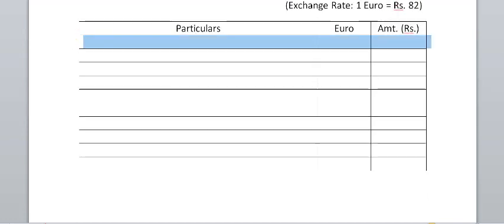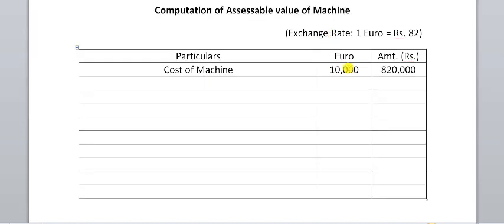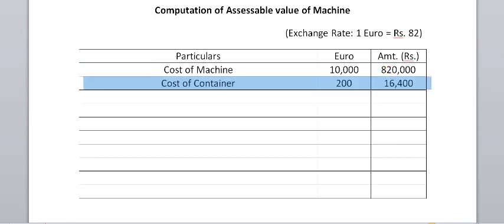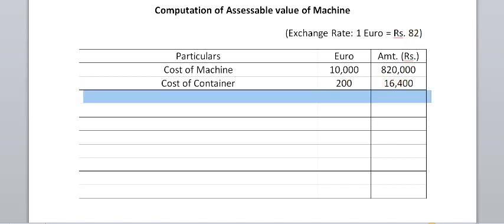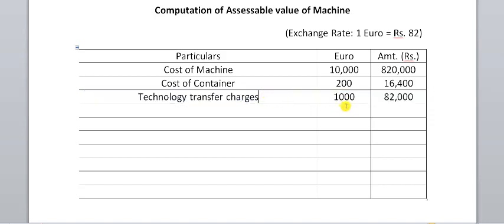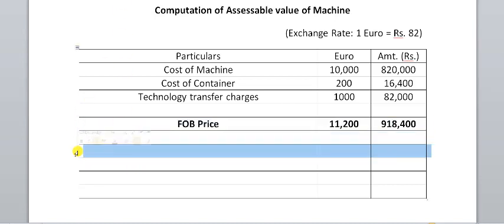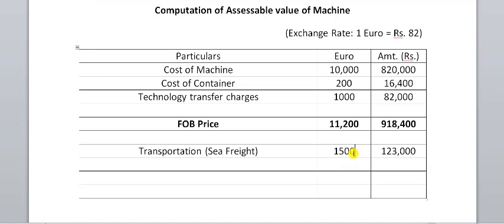So first we have to take into consideration the cost of machine. They have said 10,000 euros, multiply that by 82, you will get the amount in Indian rupees 8,20,000. Next you have to take cost of container, 200 into 82, 16,400. Next technology transfer charges, 1000 into 82, 82,000. You will get FOB price 11,200 euros and in Indian rupees 9,18,400.